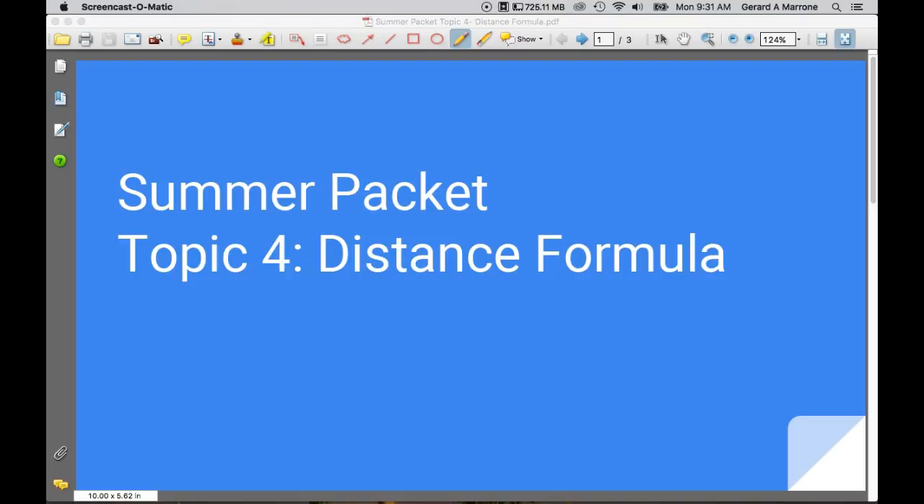This goes along with the distance formula section of the packet. The distance formula is something you should have seen at some point in middle school, so this should be a quick review, but we will be spending time with it throughout the school year this year.